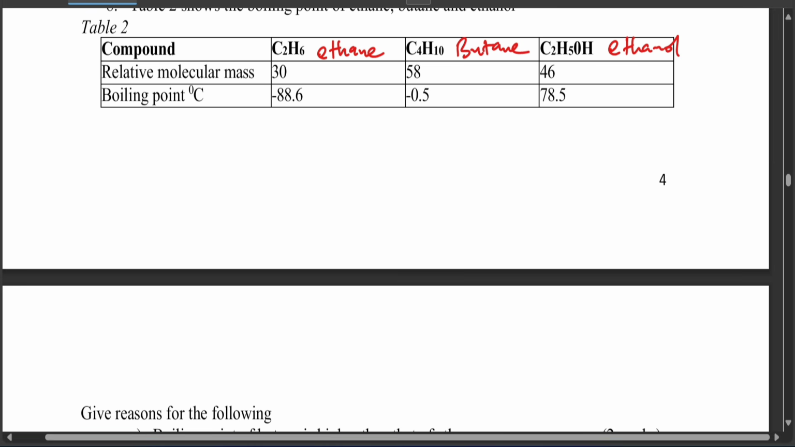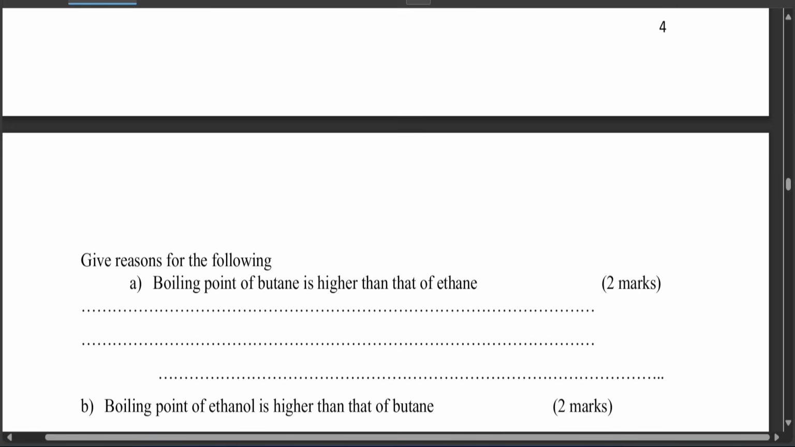All of them belong to alkanes, but why is it that the boiling point of butane is higher than that of ethane? And the answer is very easy. The reason is, butane has a higher mass. Okay, butane has a higher molecular mass. If you want to write higher mass, it depends on you, but it has a higher mass than ethane.